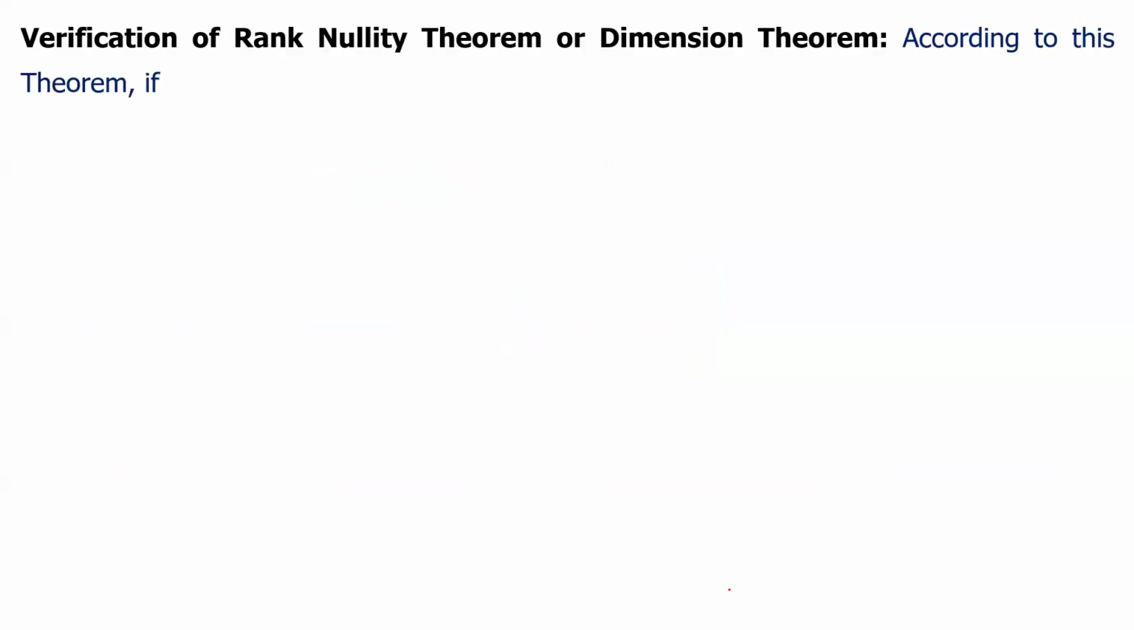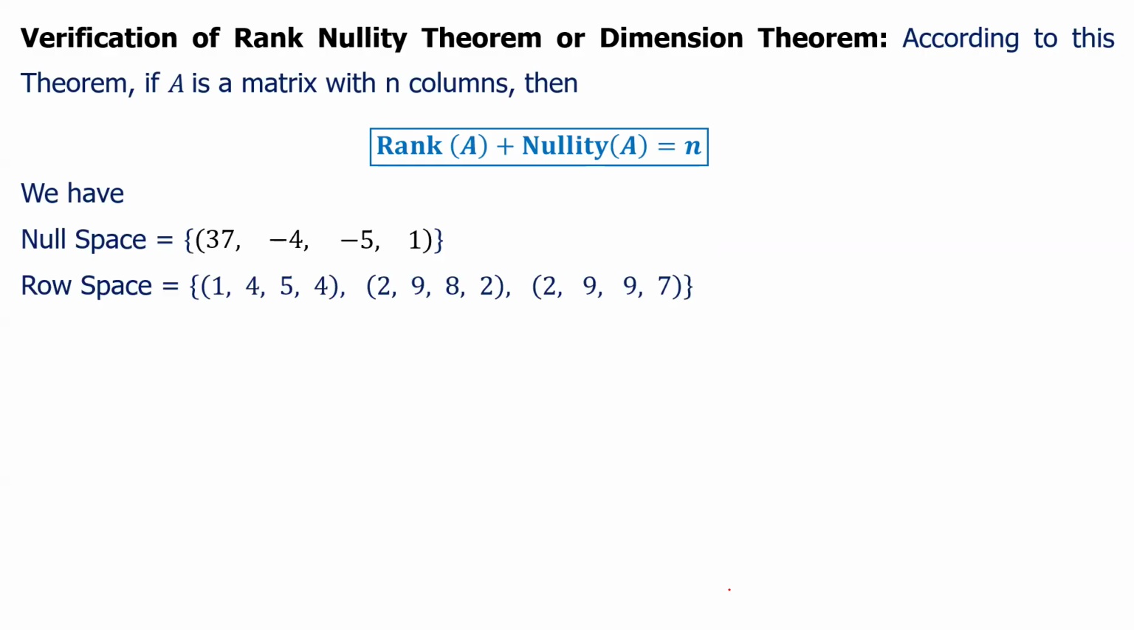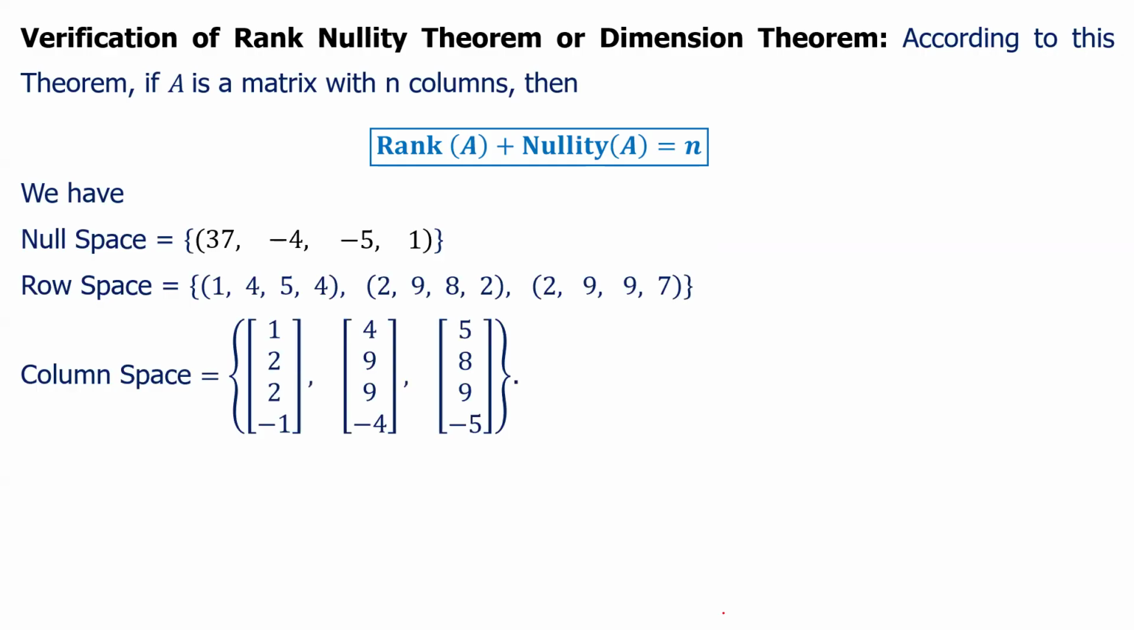Verification of rank-nullity theorem or dimension theorem. According to this theorem, if A is a matrix with n columns, then rank of A plus nullity of A equals n. We have null space (37, -4, -5, 1), row space (1, 4, 5, 4), (2, 9, 8, 2), (2, 9, 9, 7), and column space (1, 2, 2, -1), (4, 9, 9, -4), (5, 8, 9, -5).